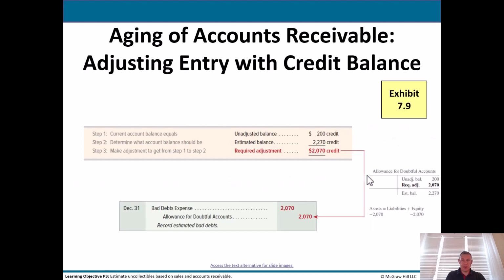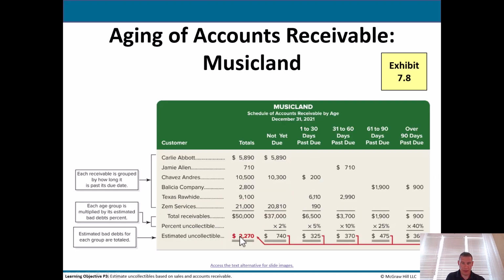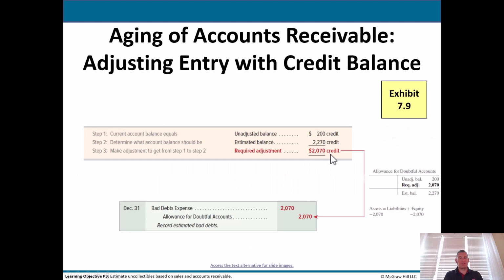If we have an adjusting entry with a credit balance, again, let's say that the unadjusted balance is 200, then the estimated balance is 2,270. Again, that's where I'm pulling that 2,270. Then we would just need the difference. So we would record a debit to bad debts expense and a credit to the allowance for 2,070, again to get not from 0 to 2,270, but from 200 to 2,270.